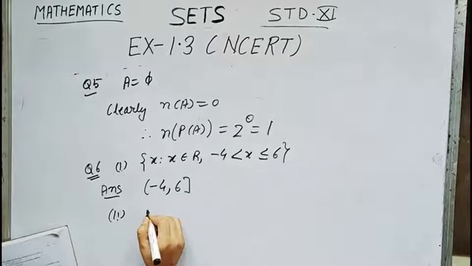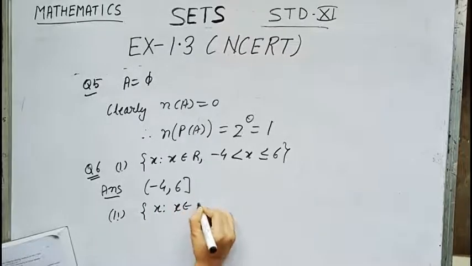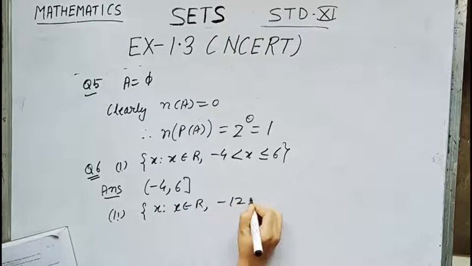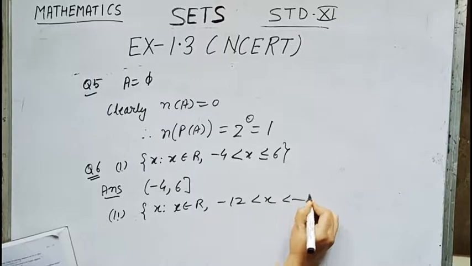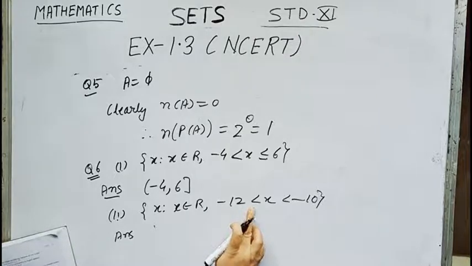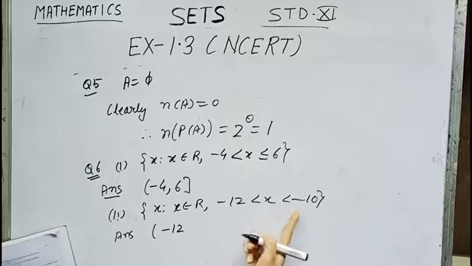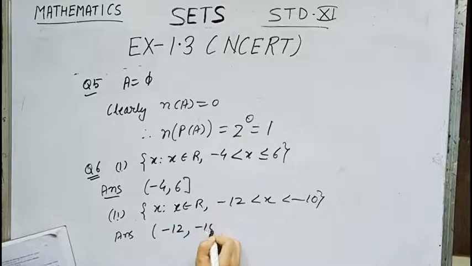Number 2, x such that x belongs to capital R and minus 12 is less than x, which is less than minus 10. So the answer obviously will be, this is strictly less than, so open interval minus 12 and then strict inequality over here, so minus 10 and open interval.